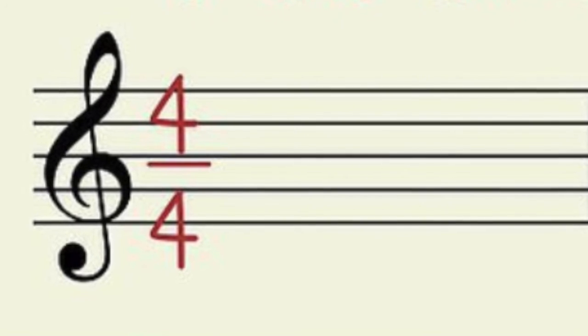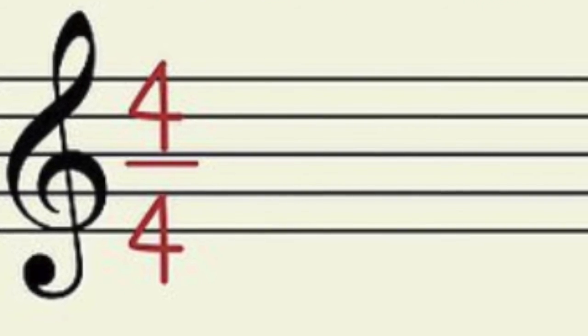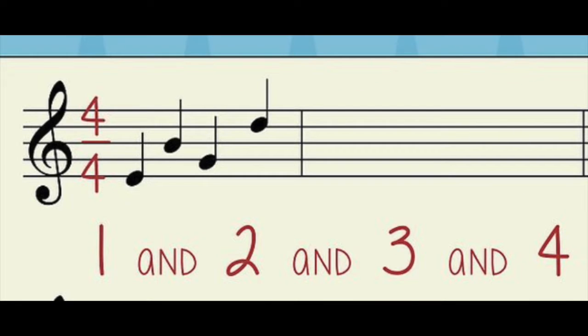At the start of every song, we see a fraction, which is called a time signature. The top number in the fraction represents how many beats are per measure, and the bottom number represents which type of note would hold the beat. And in this one, it's the quarter note. So going back to our first picture, we see that there are 4 beats per measure, represented by 4 quarter notes, which we can count 1 and 2 and 3 and 4 and.